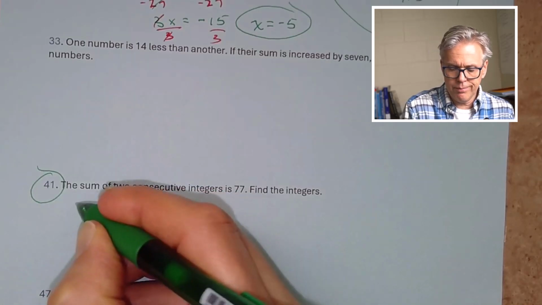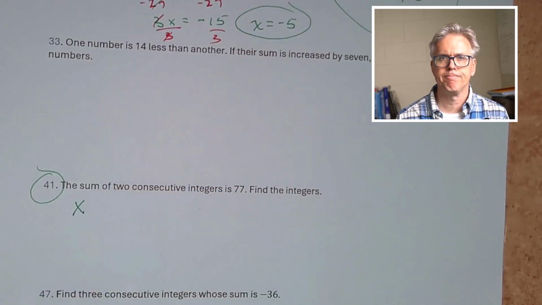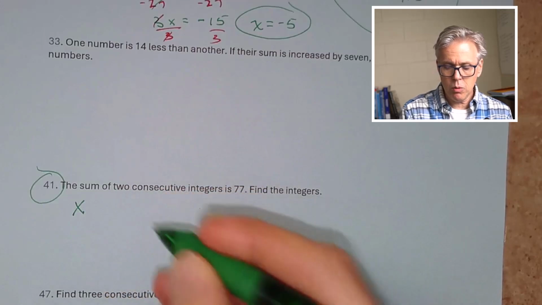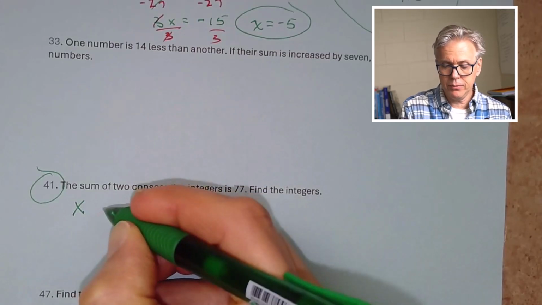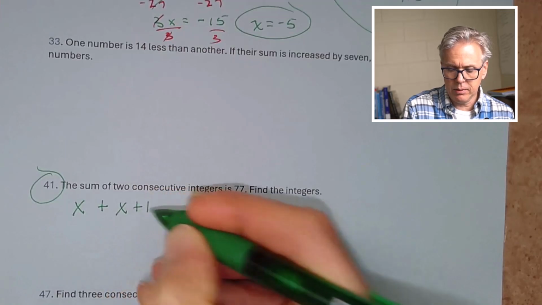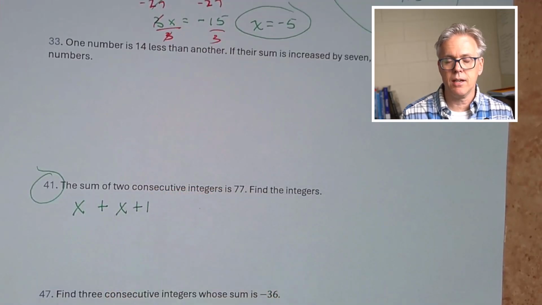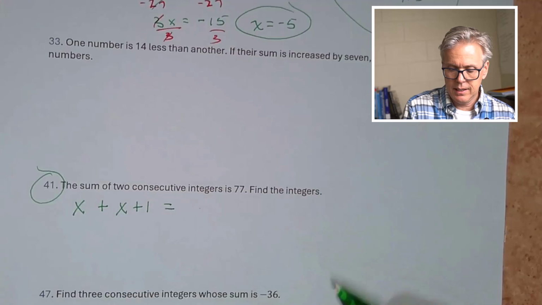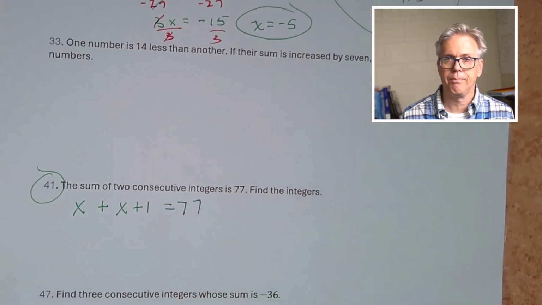So the first integer, we don't know what that is. We'll just say it's x. So what would the next one be? The next one would be x plus 1. And if I'm going to sum them, I'm going to say x plus x plus 1. Now we could put that in parentheses, but they don't really buy us anything, so I'll just leave it out. Equals 77.